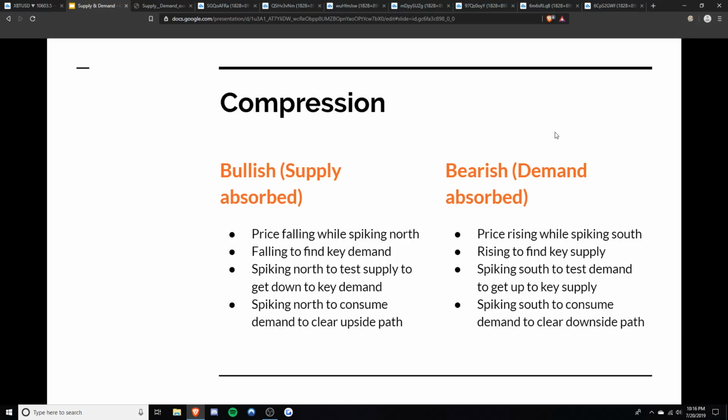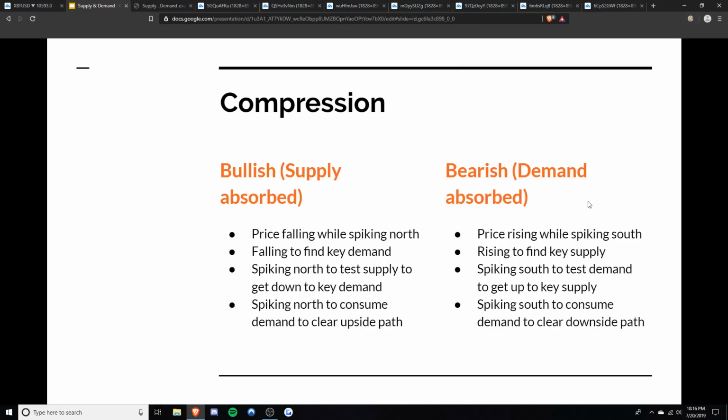It's opposite for the bearish compression zone. It's where demand is being absorbed. Price is rising while spiking south. So basically, it's rising to find a key high time frame supply zone to reverse the trend. And while it's rising, it's also spiking south, which is testing demand so it can get enough buys and bullish momentum to reach up to that key supply zone. Also, while it's spiking south, it's consuming demand. So whenever it does hit that key supply zone, it is free to move lower with little to no support that will hold it up. No fresh demand to hold price up, so it can just rip through.